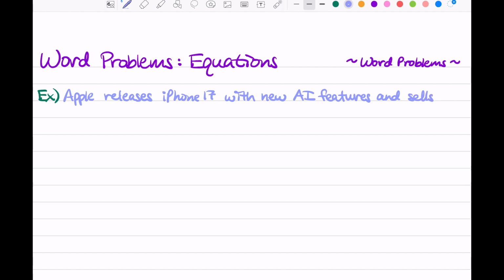Now that we've introduced the method for solving word problems, let's get a better understanding with an example. Let's say that the company Apple releases iPhone 17 with new AI features and the company sells more phones than they did with iPhone 16.